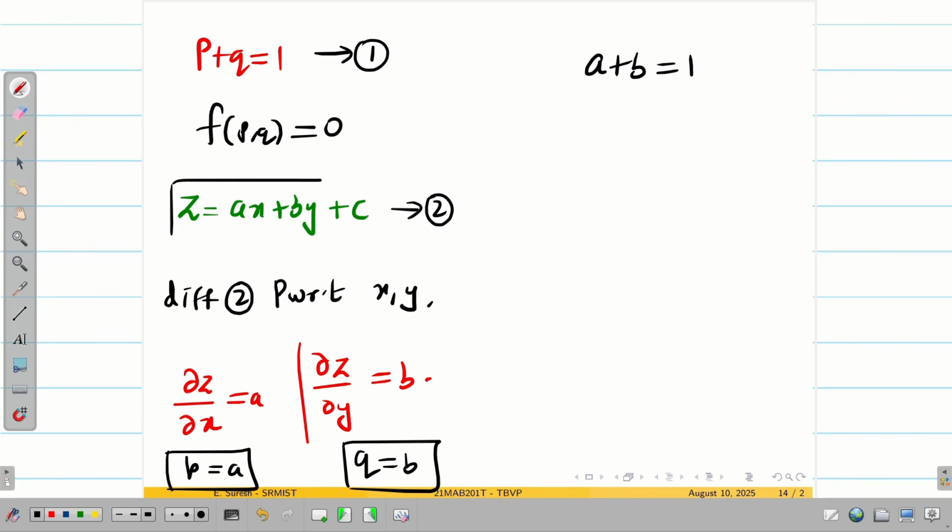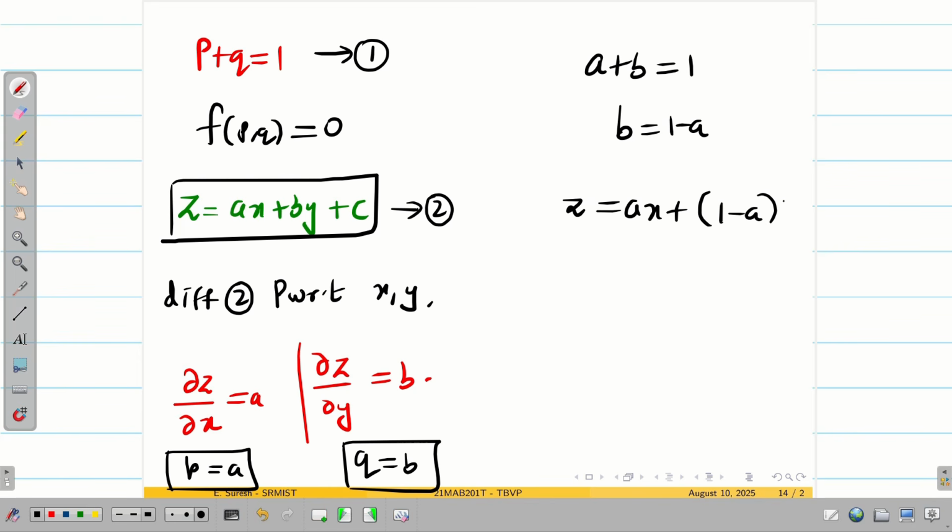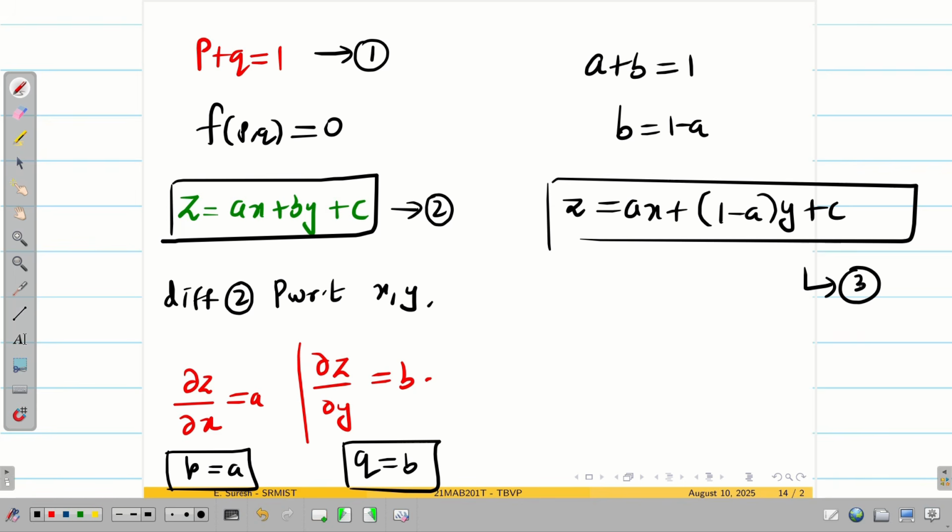Now I want to find the complete solution. My complete solution should contain only two arbitrary constants, because here we have two independent variables, that is z is a function of x and y. Therefore I can write this as b equal to 1 minus a. My complete solution is z equal to ax plus 1 minus a into y plus c. This is my complete solution. I will take this as 3, and we easily see it has no singular solution. So you can write it has no singular solution.